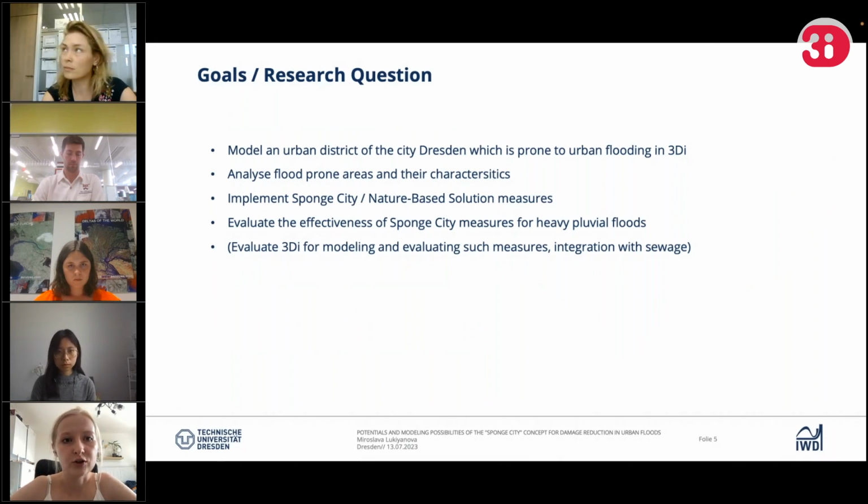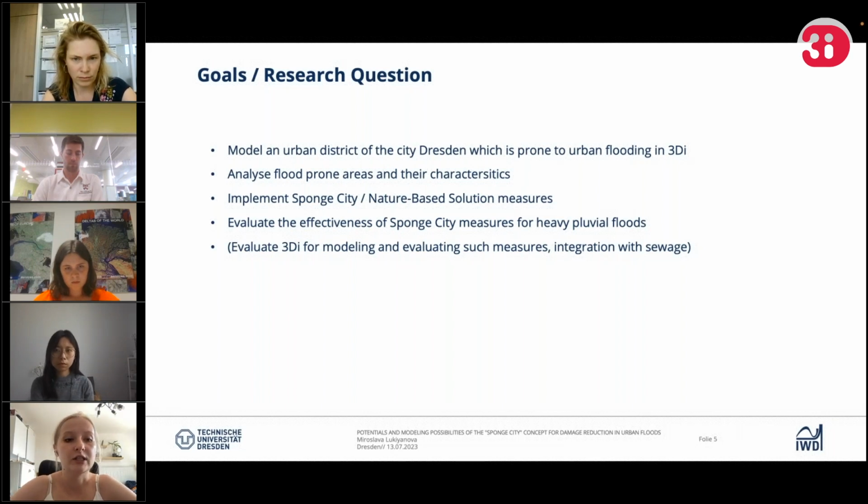Goals and research questions. In my thesis, I should model an urban district of the city Dresden in Germany, where the university is, which is prone to urban flooding in DryD. There is a reason, because in 2013 and 2014, the city of Dresden had a big problem with urban floodings.